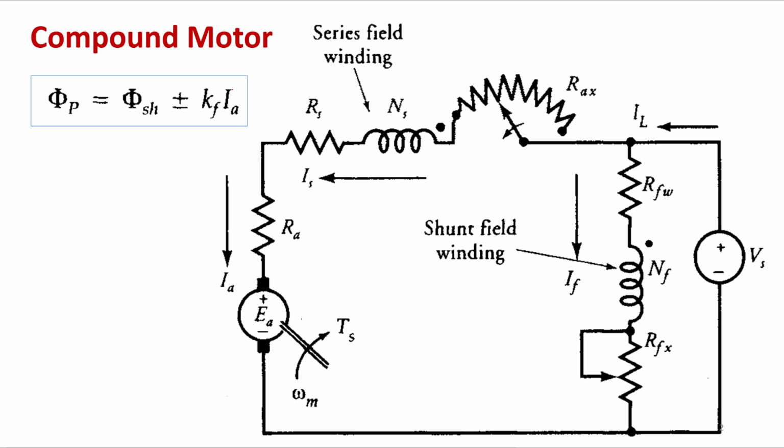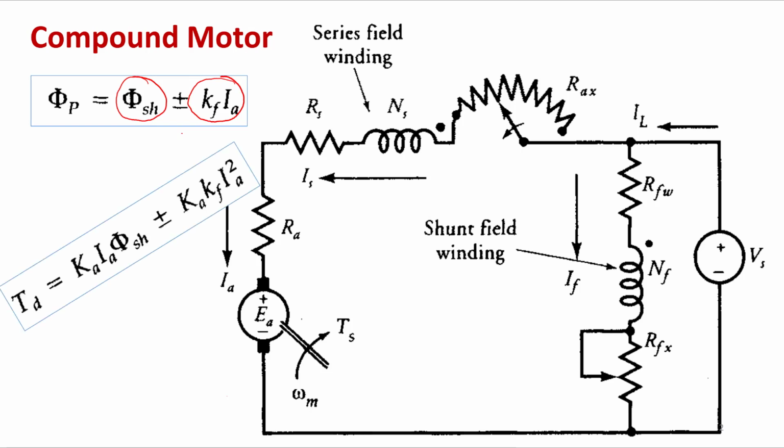flux. If the series field, that is KFIA, is aiding the shunt flux or shunt field, then we can say that it is cumulative. If it is opposing the shunt field or shunt flux, then we can say that it is differentially compound, right? So here in the equation, phi P is equal to phi SH plus minus KFIA. That indicates both cumulative and differential characteristic, right? So plus indicates it is a cumulative motor, and minus indicates it is a differentially compound motor.